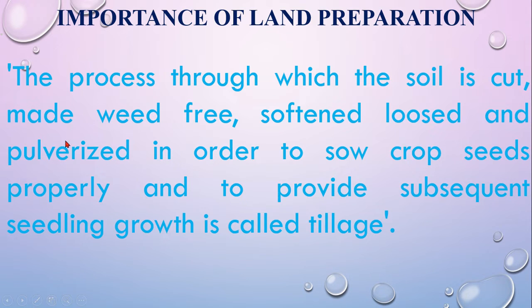So let's go to the definition here. The process through which the soil is cut, made weed free, soft, loosened and pulverized in order to sow crop seeds properly and to provide subsequent seedling growth is called tillage. This definition is important for your creative questions. Sometimes there will be questions like what is tillage, then you can write this type of definition from here. You can then write another definition, which you can see on your textbook page number 10.